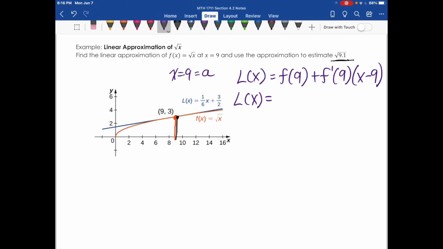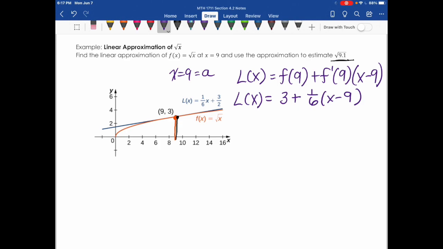Okay, so to find f of 9, I'm going to take 9, plug it into the square root of x, that's going to give me 3. To find f prime of 9, I have to take the derivative of the square root of x and plug in 9. When I do that, I'm going to get 1/6. I'll let you do that as an exercise, but you should get 1/6. And then you have x minus 9. If you want to put it in slope-intercept form, you can distribute the 1/6 and combine like terms, and you can put it in mx plus b form if you want.